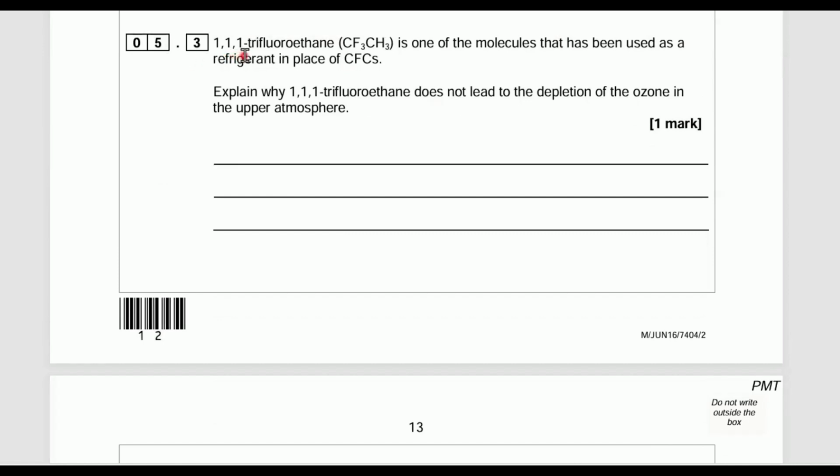5.3, 111 trifluoroethane, CF3CH3, is one of the molecules that's been used as a refrigerant in place of chlorofluorocarbons, CFCs. Explain why 111 trifluoroethane does not lead to depletion of the ozone in the upper atmosphere. And the reason is it doesn't contain, what doesn't it contain that a CFC does? A CFC is a chlorofluorocarbon, and we've just drawn a chlorofluorocarbon, right? We just drew this. Look, it's got a chlorine atom.